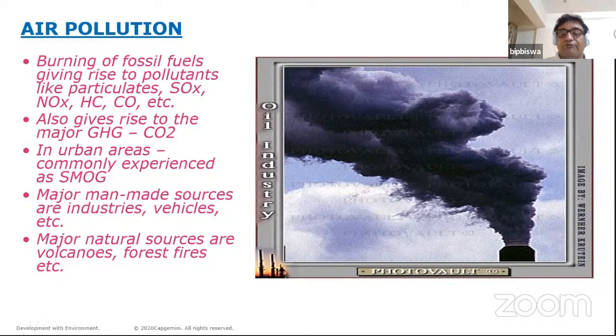And we are all aware of the famous London smog, which was generated and was a catastrophe, leading to a big disaster and resulting in severe damage to living organisms as well as human property. Major man-made sources include industrial pollution and vehicular pollution or auto exhaust, and major natural sources such as volcanoes or forest fires also give rise to various types of emissions, creating air pollution.